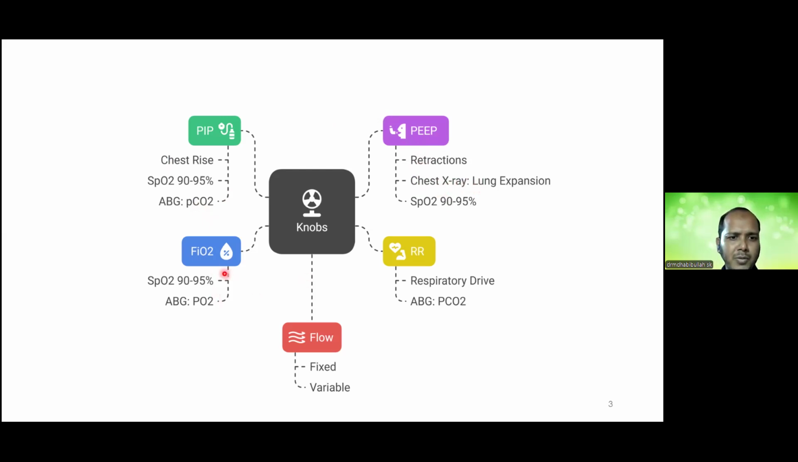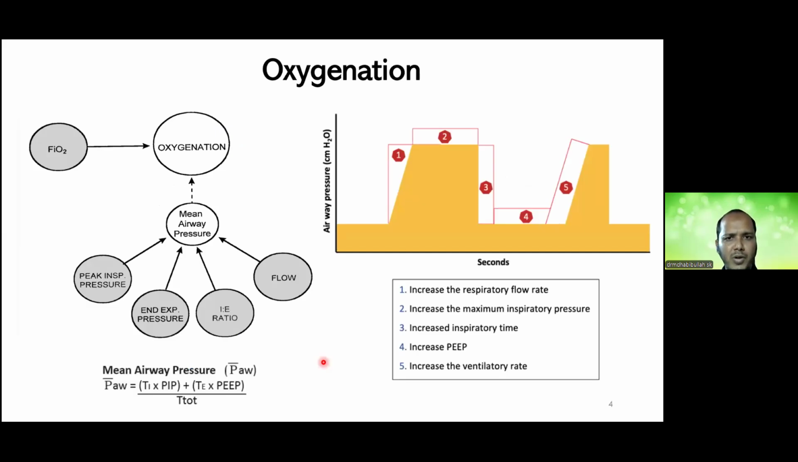The FiO2 knob you have to regulate by targeting the SpO2, again between 90 to 95%, and on the ABG you have to see the PO2. The respiratory rate depends on the disease condition and the respiratory drive of the baby. And the flow, in most neonatal ventilators nowadays, is automatically regulated, and in some ventilators you may control the flow.